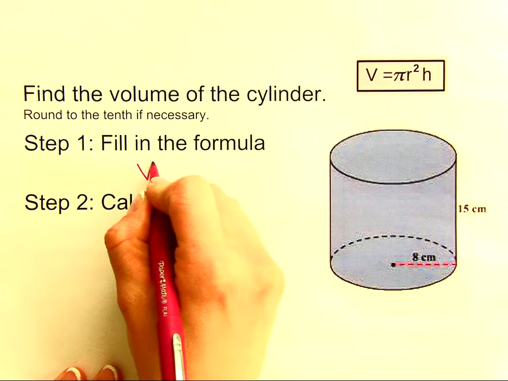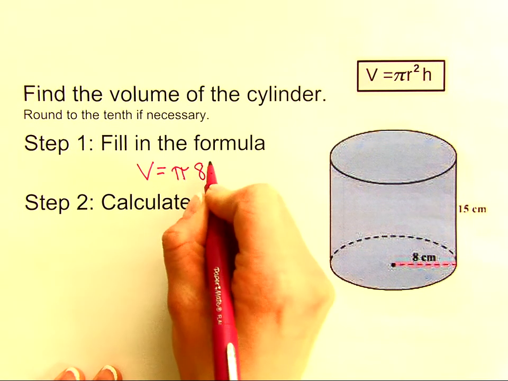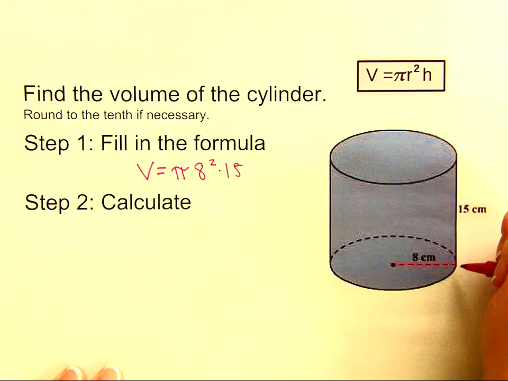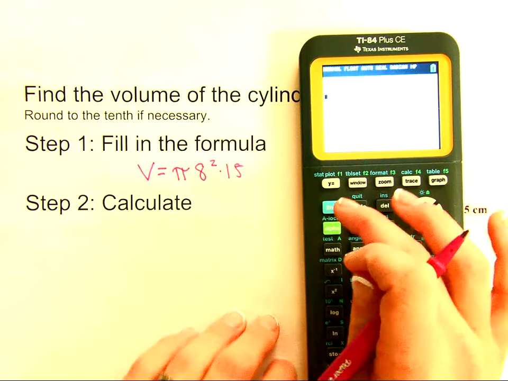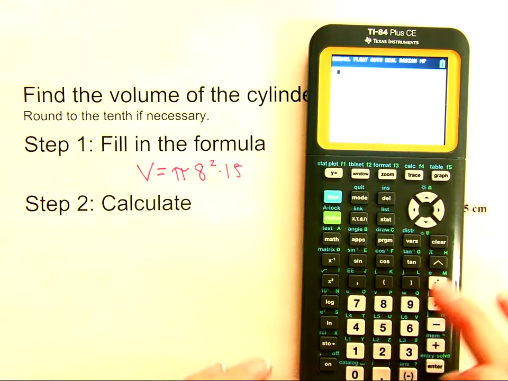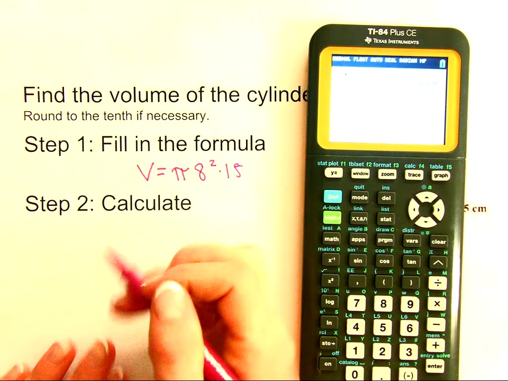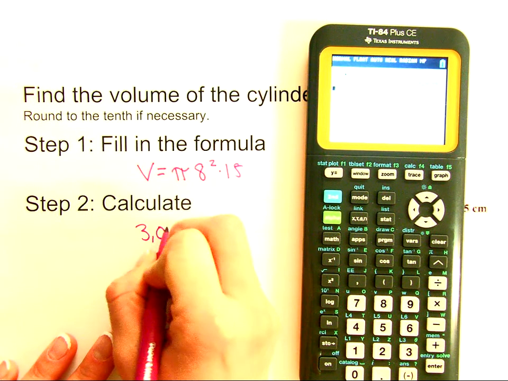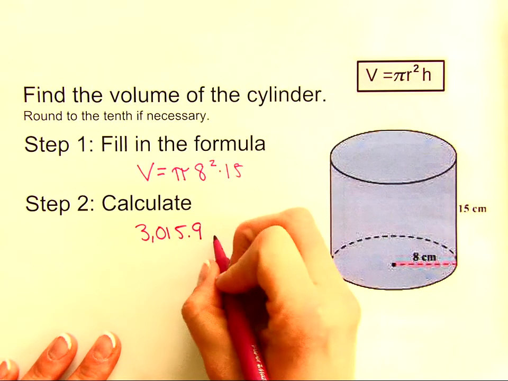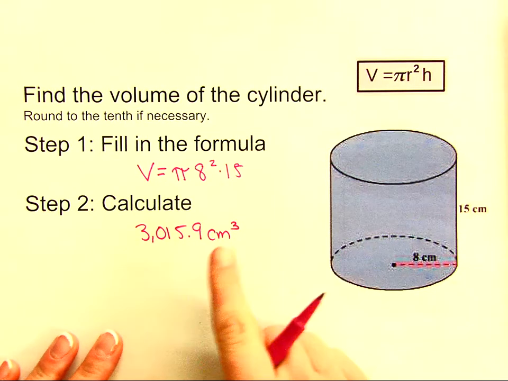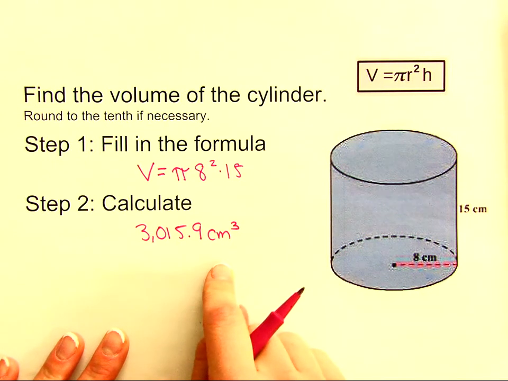Okay, so the volume we're going to do here is pi times radius. My radius here is 8 squared times 15, which is my height. Then we're going to plug that into our calculator. Pi times 8 squared times 15. I get 3,015.9, and my units are centimeters cubed. Now that we're dealing with volume again, volume always has cubic units.